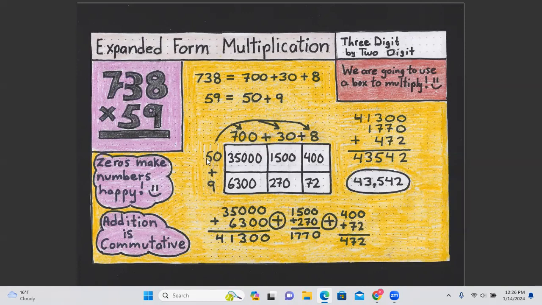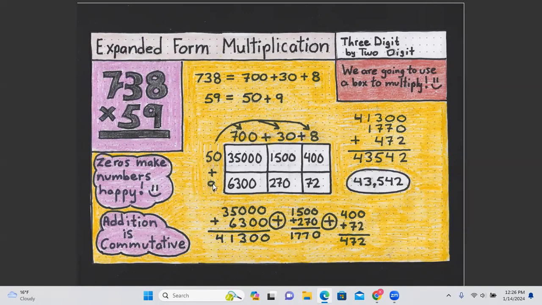And then we're going to do the same thing to 50 times 8. We know that 5 times 8 will give us 40. And we're just going to add one more zero to it because when we multiply these two numbers, there is 1 zero that we can add right here. And now our answer is 400.